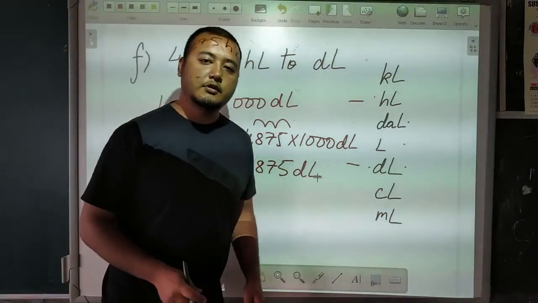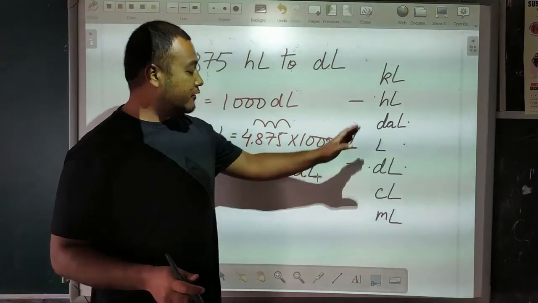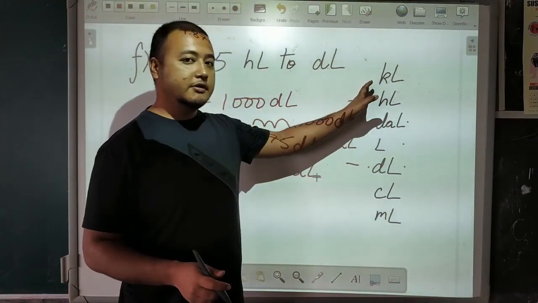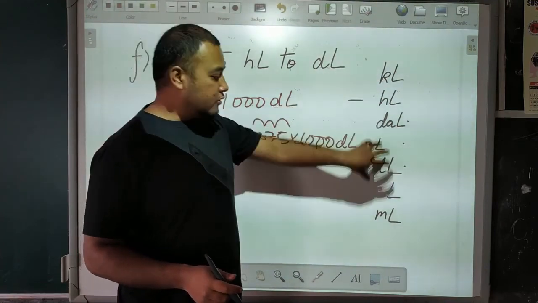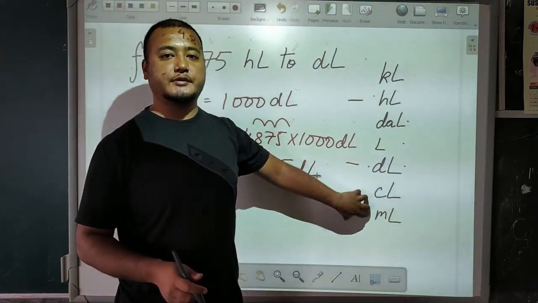So this is how you do conversion. Remember, whenever you're moving from a lower to a higher unit, you need to divide. And when you're moving from a higher to a lower unit, then you need to multiply.